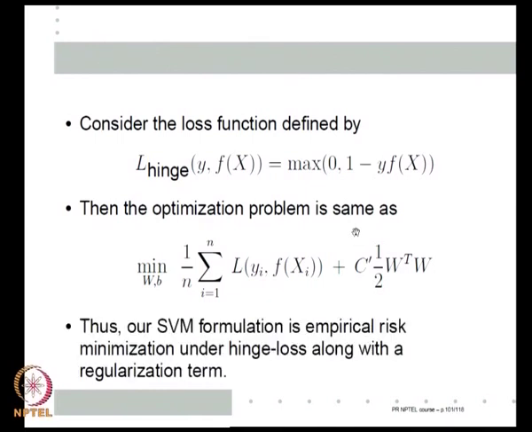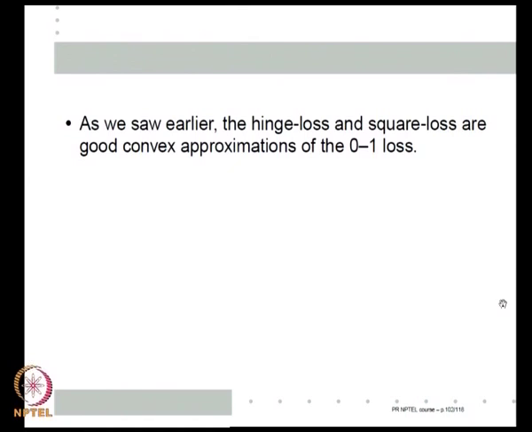So, which means our SVM formulation is nothing but empirical risk minimization under the hinge loss along with the regularization. So, SVM is also no different from empirical risk minimization. It is just doing empirical risk minimization under a special loss function called hinge loss, which we already saw as an example loss function when we considered loss functions. As a matter of fact, I told you that this is a convex loss unlike the 0-1 loss function, right. As we saw, the hinge loss and square loss are good convex approximations of the 0-1 loss.